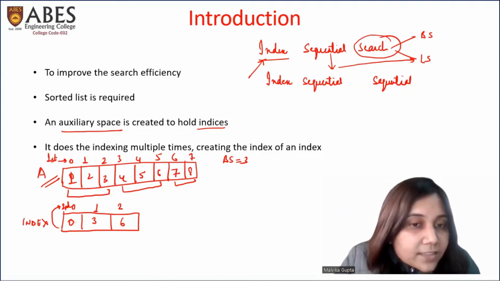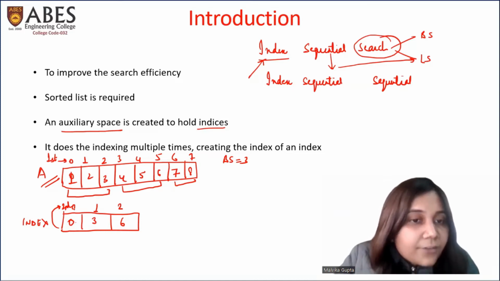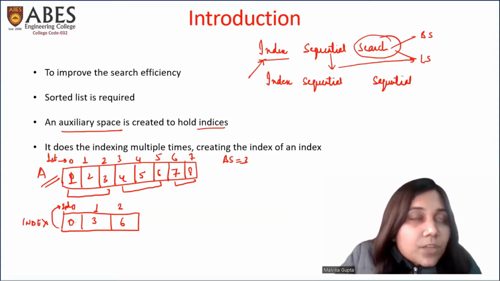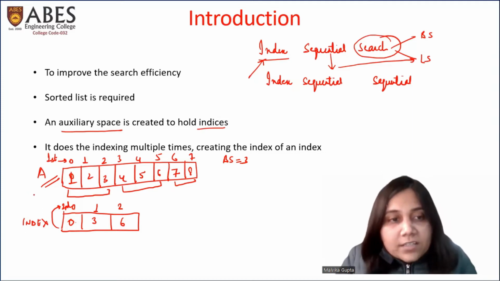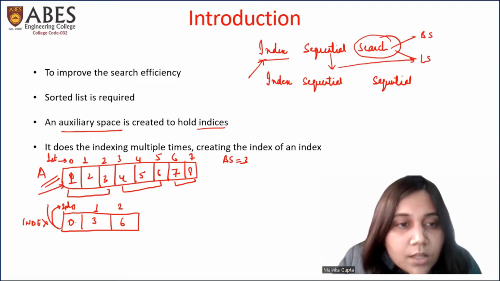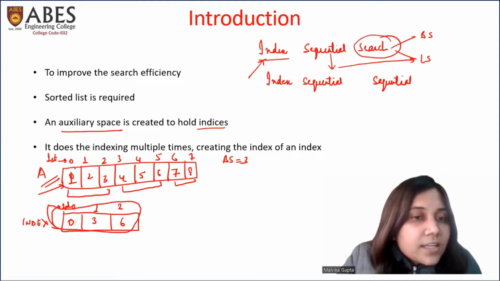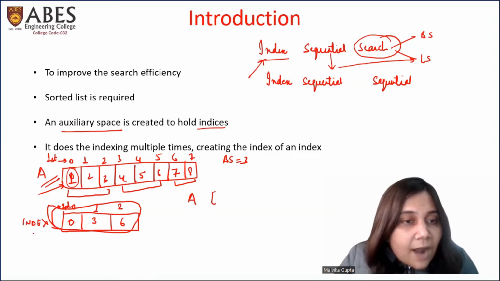You see 0, 3, and 6. These are the indices of this original array. And to access these indices, I have created new indices 0, 1, 2. So this is like an index of indexes, right? It means that in index sequential search, I am not going to access the elements directly from this array. Whichever element I want to access, I need to access it through this particular index array. Suppose I wanted to access this element, I will write it like this, because I have to access it from this side.